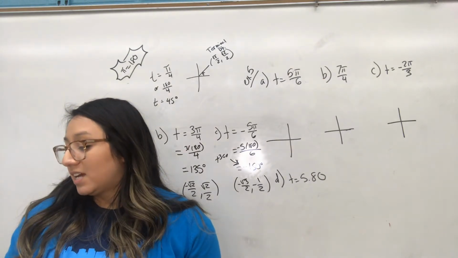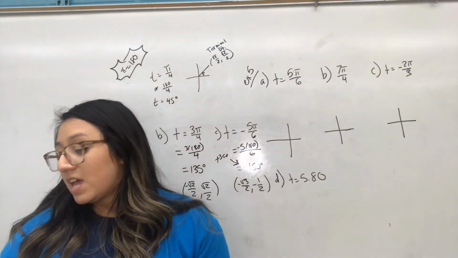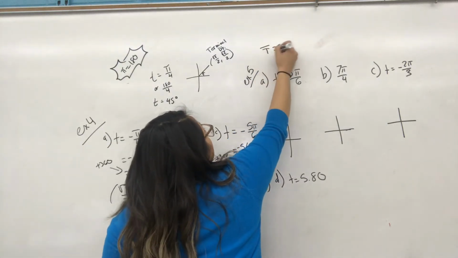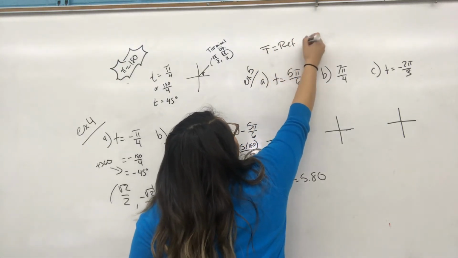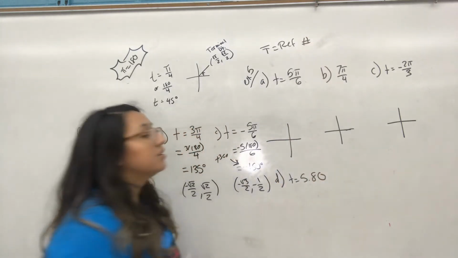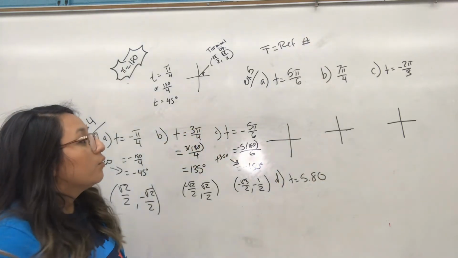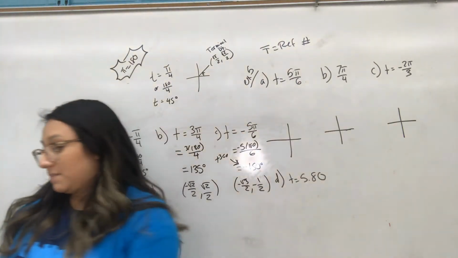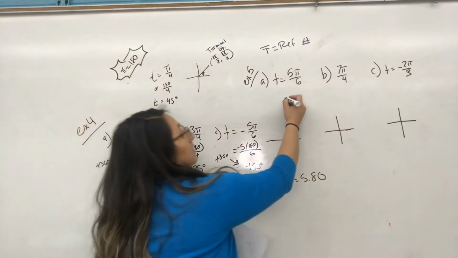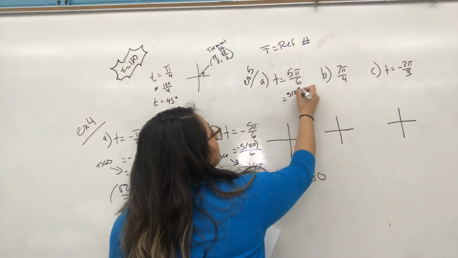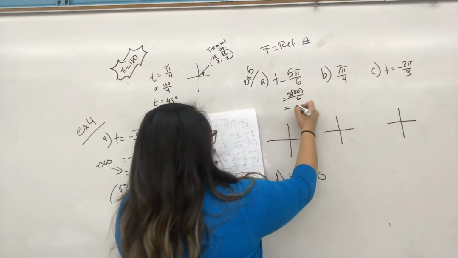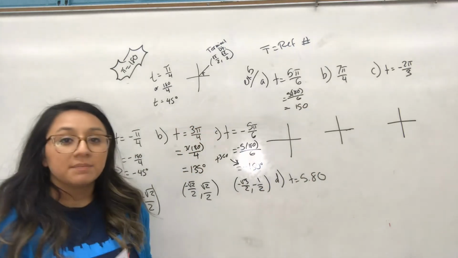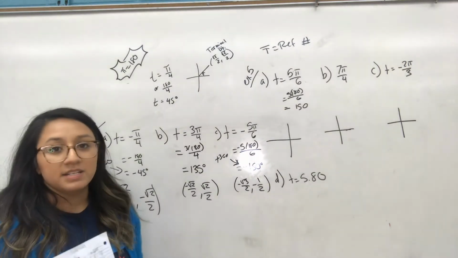You're finding the reference number. So reference number, they like to use a T and a line over it. So you'll see that a lot. Finding the reference number. So again, we are going to convert all of these into degrees. So that means 5 times 180 divided by 6. And I get 150. To find the reference number, it's just like what we did on yesterday's lesson.